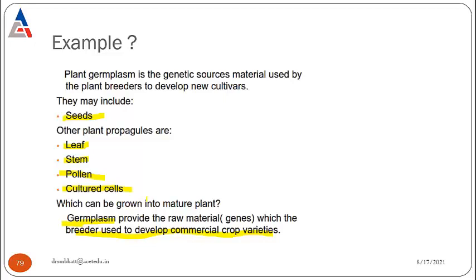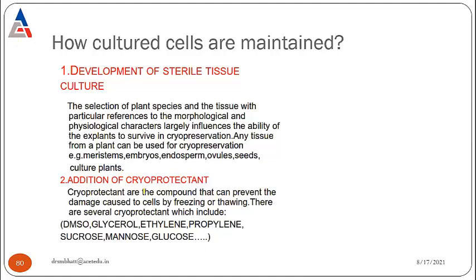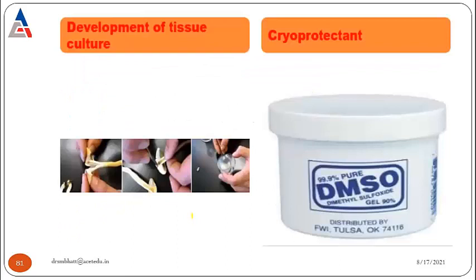How are cultured cells maintained? Many times you have to store them under freezer conditions or with a cryoprotectant like DMSO, dimethyl sulfoxide, glycerol, propylene glycol, sucrose, mannose. These are part of the cryoprotectants. You can see this is DMSO, commercially available in the market. Whatever germplasm or tissue culture you have can be stored in DMSO.